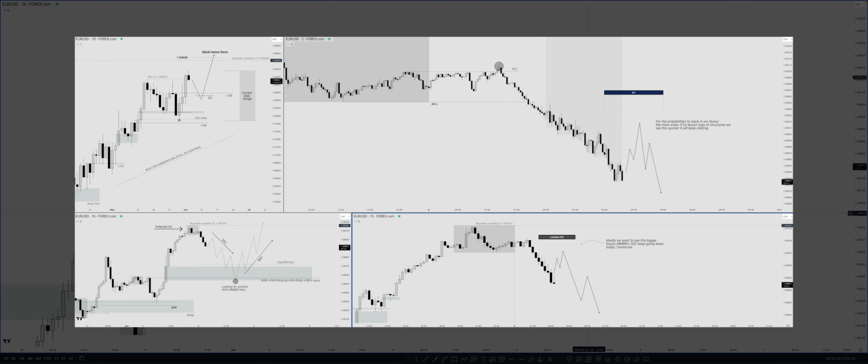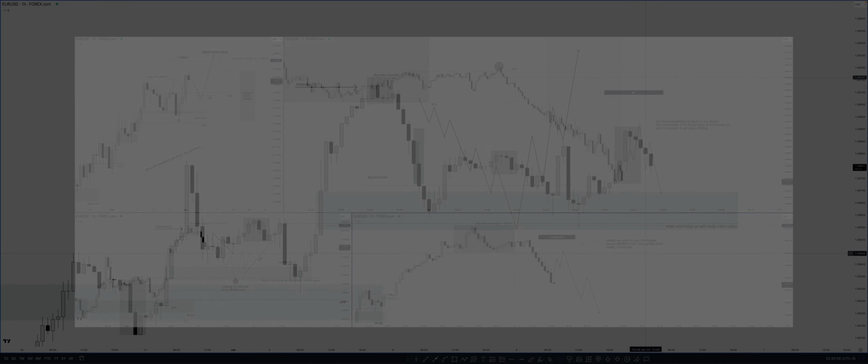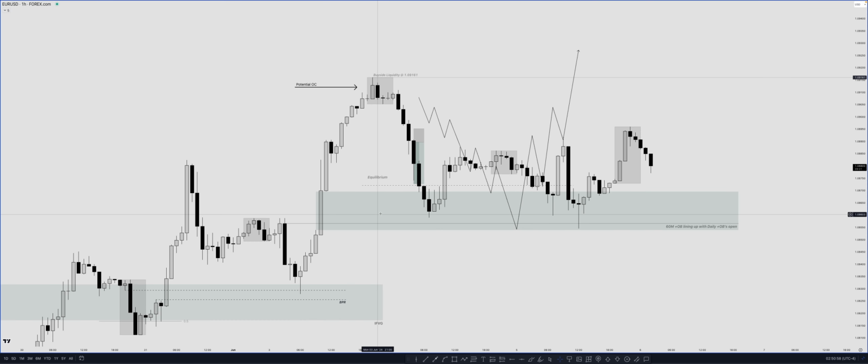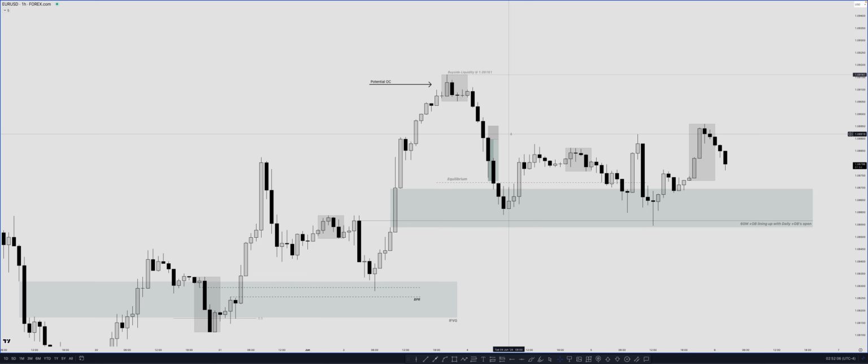I will attach a screenshot of those analyses right here for you guys to take a look. So we were looking for this fair value gap to get hit. We were looking for the equilibrium of the 1 hour dealing range to get hit. And of course, the last part, we were looking at the 60-minute bullish order block that was also lining up with the daily order block, as written right here. And as you can see, it touched it perfectly.